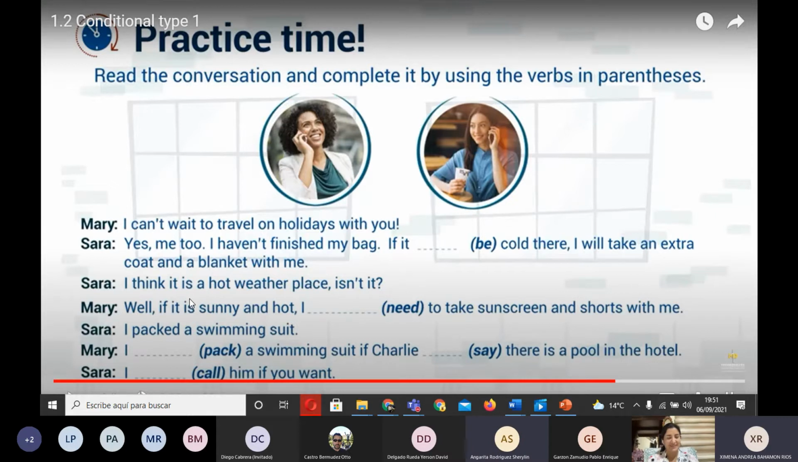I think it's a hot weather place, isn't it? Well, if it's sunny and hot, I need to take sunscreen and shorts with me. I packed a swimming suit. I pack a swimming suit if Charlie says there is a pool in the hotel. I will call him if you want.